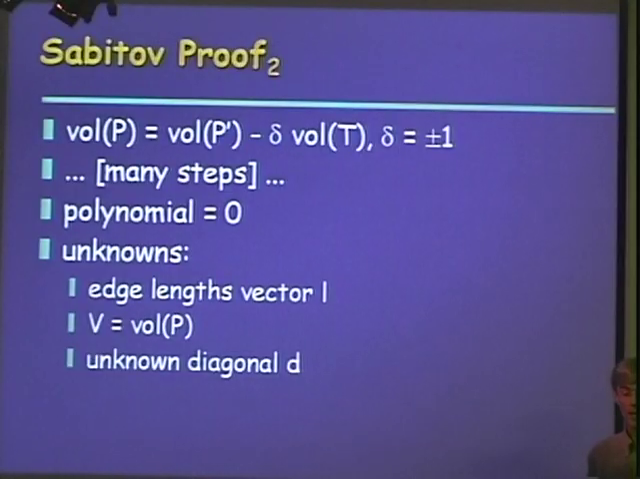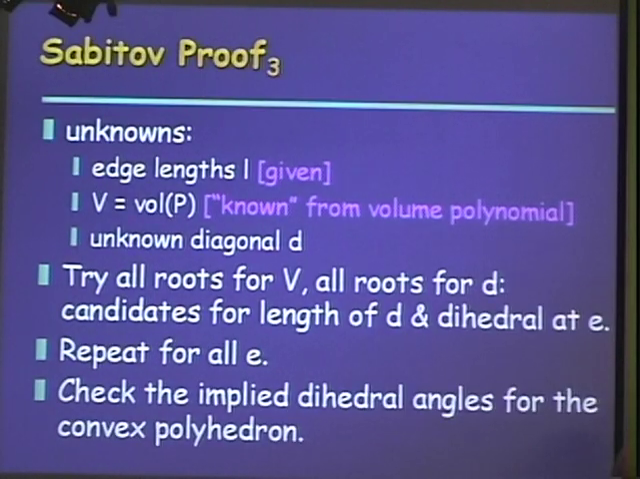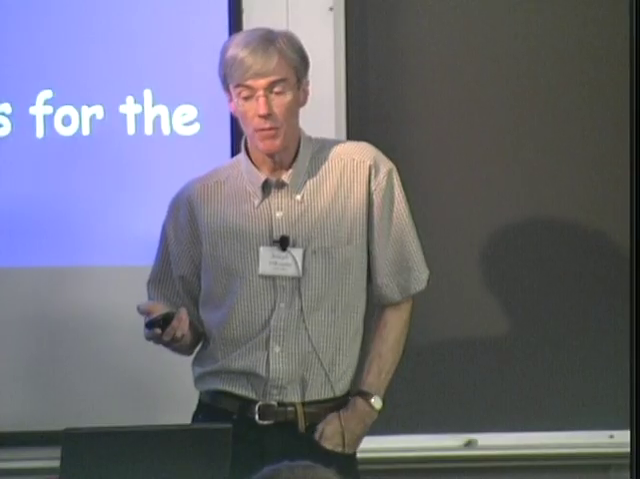And after many steps of algebraic legerdemain, he ends up with a polynomial equal to 0, whose unknowns are the edge length vector L, the volume of the original polyhedron, and this unknown diagonal D. And these variables in the polynomial, the edge lengths, are all given to you, so they're not unknown. The volume is in some sense known from the volume polynomial, or at least you have a finite number of candidates because it's the roots of the volume polynomial given the edge lengths. So really, there's only one unknown. It's this D. So you don't know what the volume is because you have this exponential number of possibilities, but you try all of them.